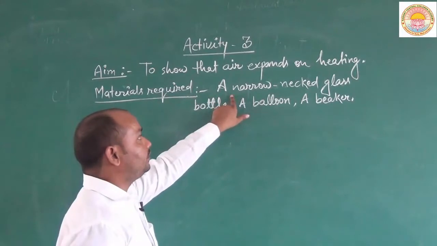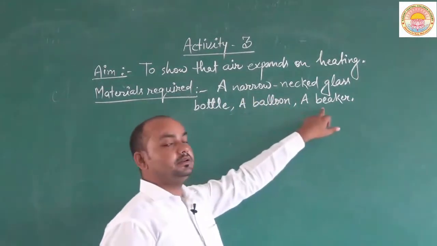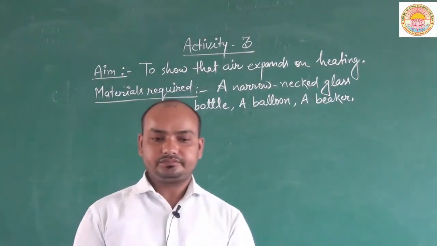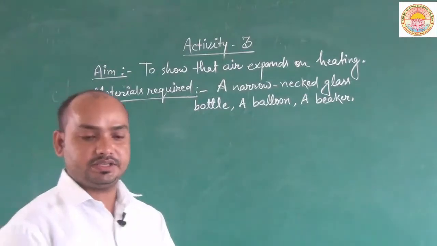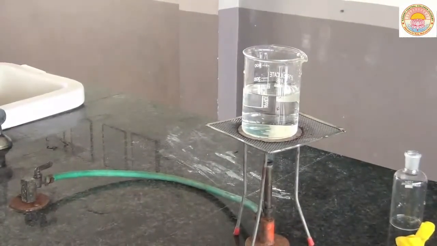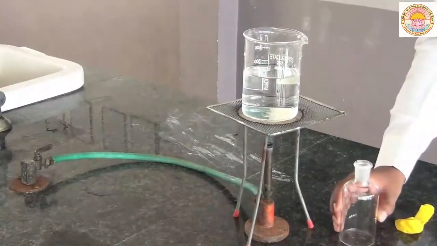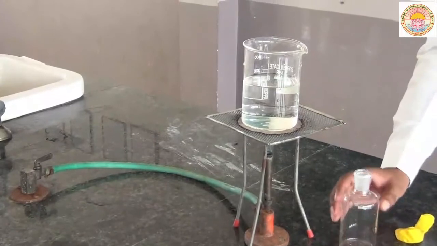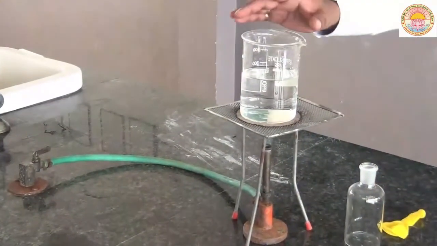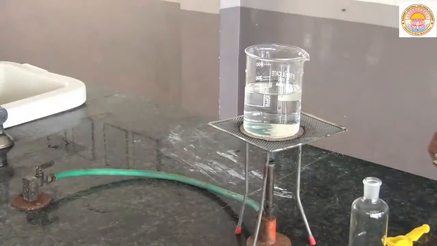To perform this activity we need a narrow necked glass bottle, a balloon, a beaker, and a gas burner. So let us start this activity. Students, to conduct this activity we require these materials. First we will take a small narrow necked glass bottle, a simple balloon, a beaker, a gas burner, and a tripod stand.